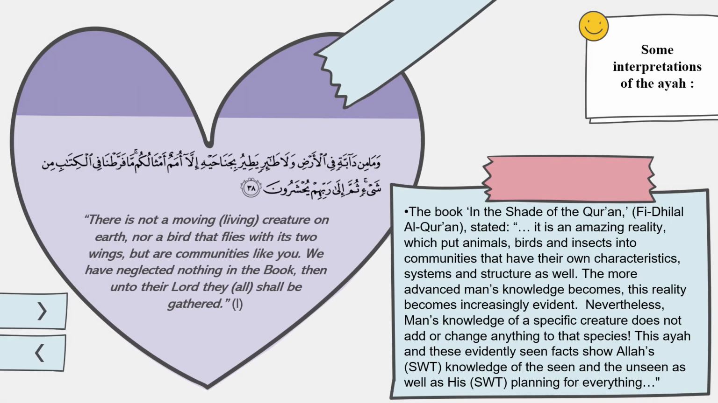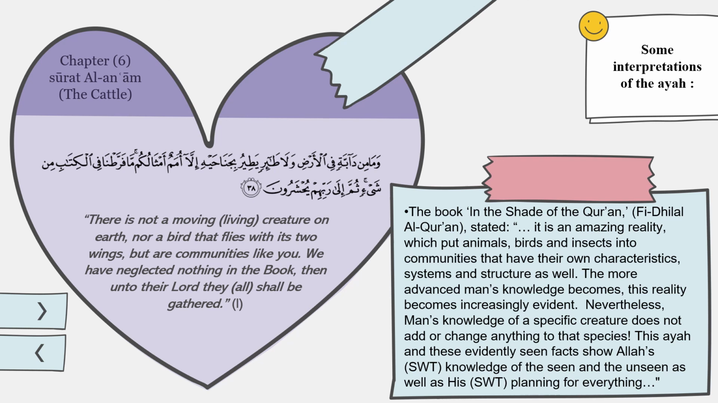This topic is related to Surah Al-An'am, Ayah 38, the meaning of which is: there is not a moving creature on earth nor a bird that flies with its two wings, but are communities like you. We have neglected nothing in the Book, then unto their Lord they all shall be gathered.